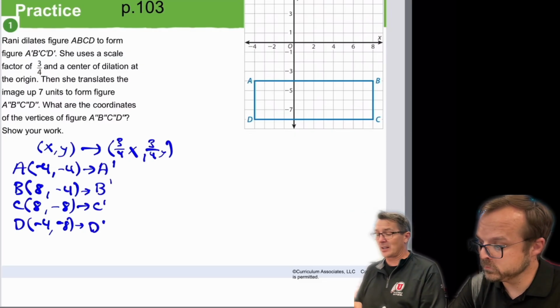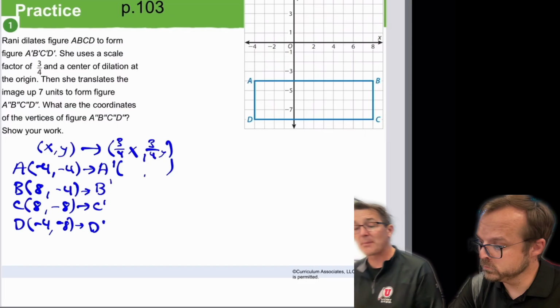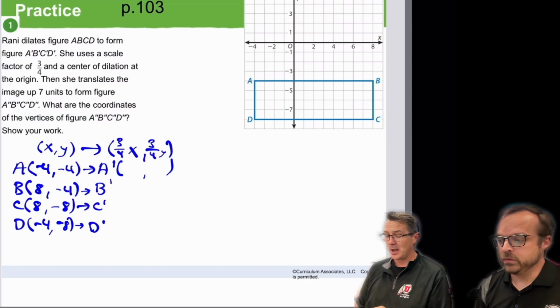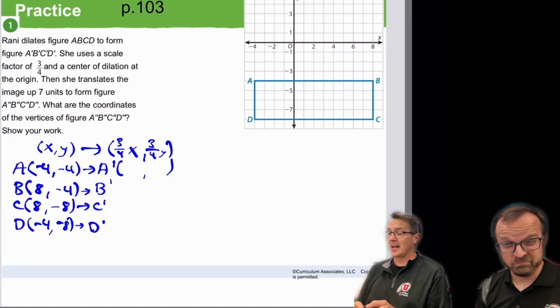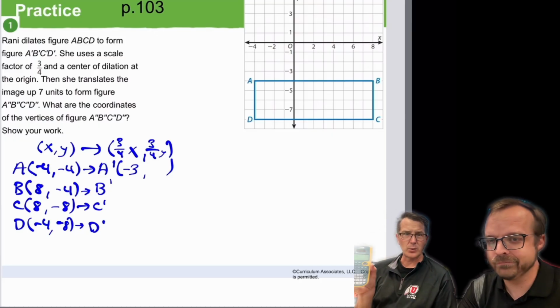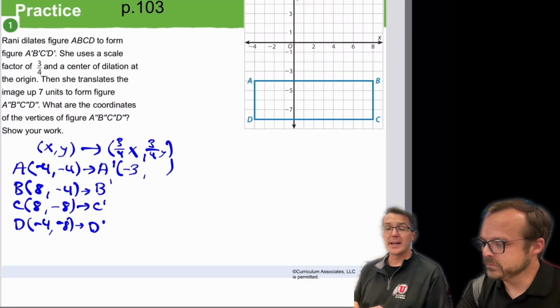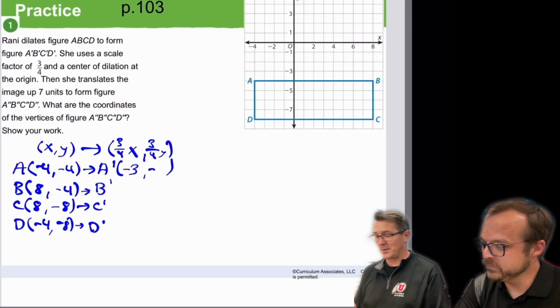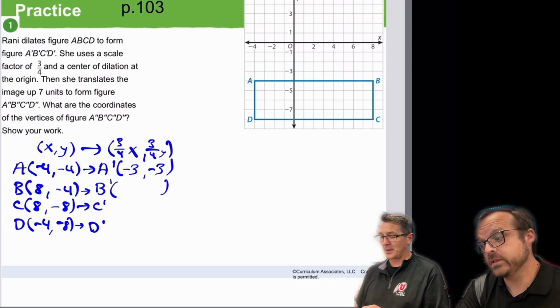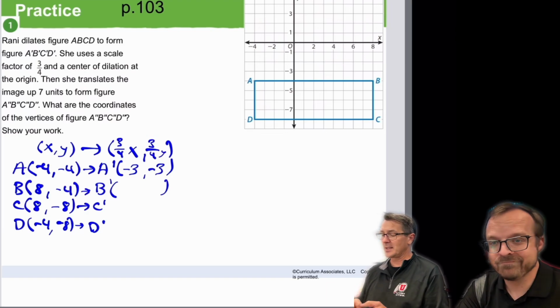So I take my calculator and turn it on, and I'm going to multiply each one of those. So -4 times 3/4 gives me -3. Oh, see, I was wrong. See, that's what calculators are for. The next one will be the same thing, -3, and then 8 times 3/4. I'm guessing it's going to be 6.